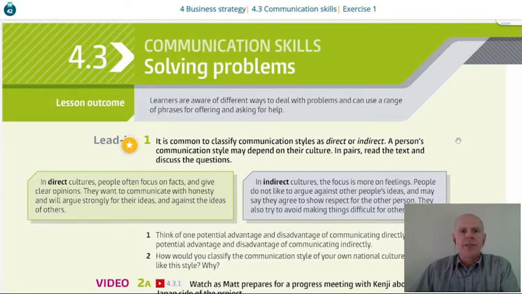It's common to classify communication styles as direct or indirect. A person's communication style may depend on their culture. In pairs, read the text and discuss the questions. In direct cultures, people often focus on facts and give clear opinions. They want to communicate with honesty and will argue strongly for their ideas and against the ideas of others.